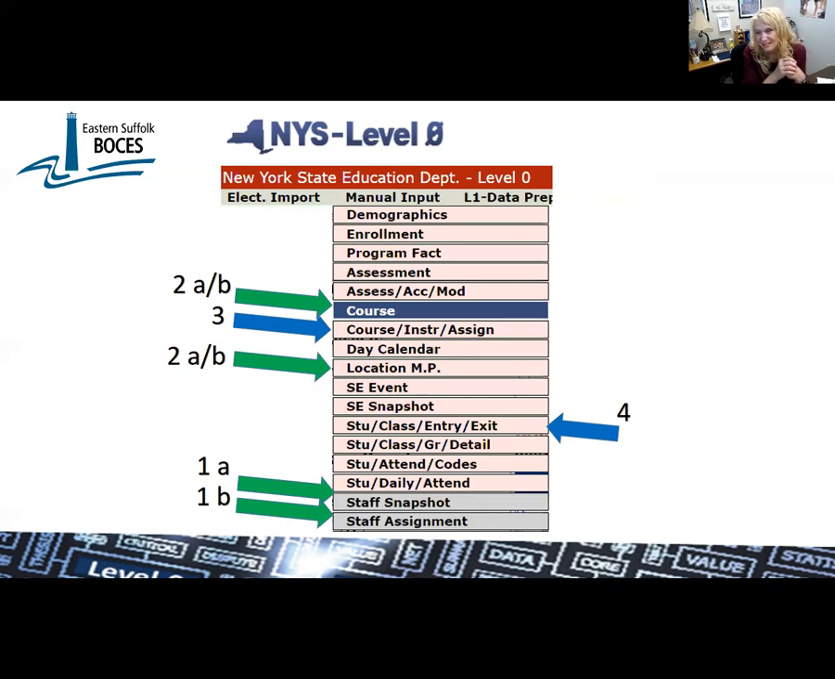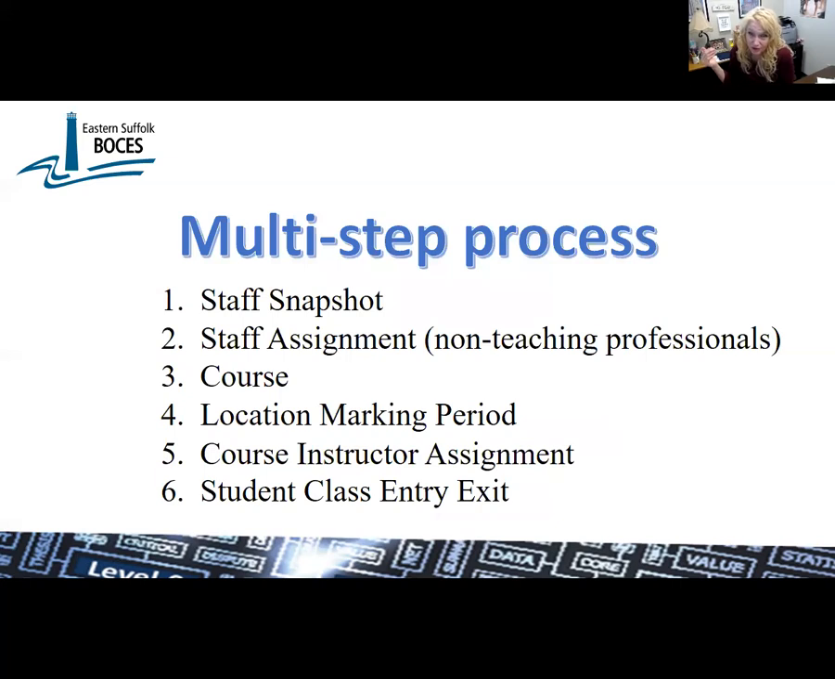Once course instructor assignment is completed, you should also be reporting your student class entry exit. This template is where the class size information comes from. The ones on this side, the course instructor assignment, you really need to hit that template and get that complete before the 26th of May at 9 a.m. So remember, out of certification reporting is a multi-step process: staff snapshot, staff assignment, course, location marking period, course instructor assignment, and hopefully you can get the student class entry exit data in there shortly thereafter also.